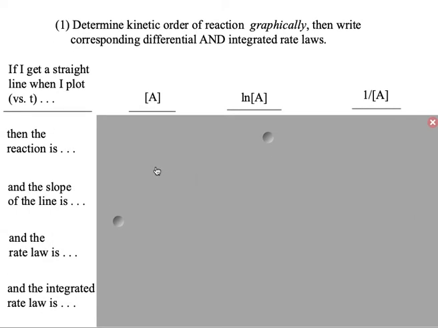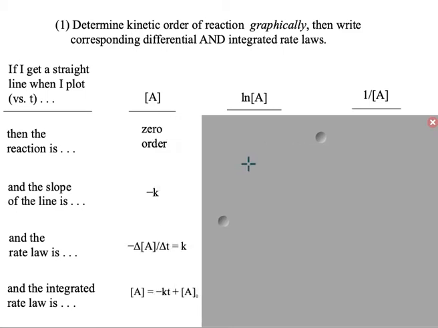If I get a straight line when I plot concentration versus time, then the reaction is zero order. The slope of the line is negative k. There's the differential rate law and the integrated rate law. I can simply write them.